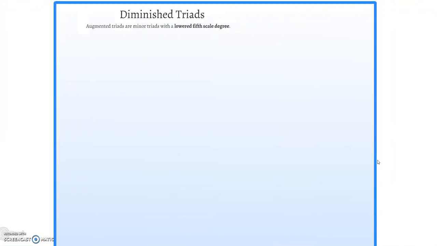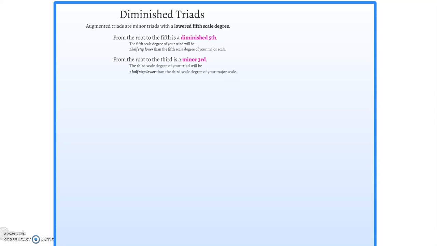We're going to move on to diminished triad. So in the same way that an augmented triad was like a major triad on steroids, our diminished triad is like a minor triad, but extra sad. So the minor triad already had a lowered third, and now we're also going to lower the fifth. So a lowered third and a lowered fifth make a diminished triad. So from the root to the fifth is a diminished fifth. That's a half step lower than the normal fifth of your scale. And then the third is a minor third. And the minor third is a half step lower than the normal third scale degree of your major scale.